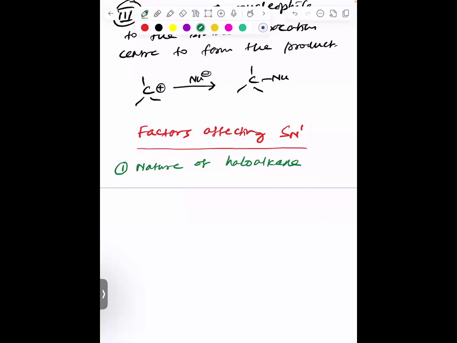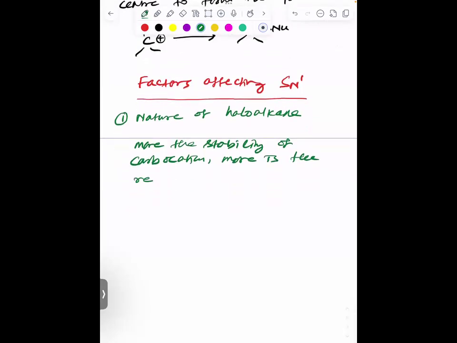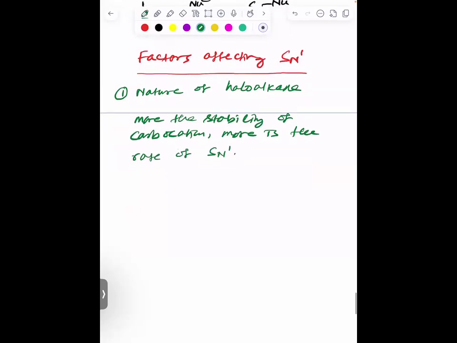That means the more the stability of the carbocation, the more is the rate of SN1.